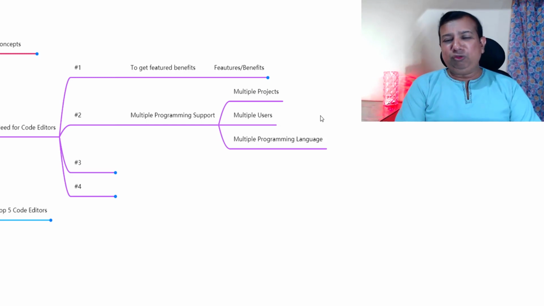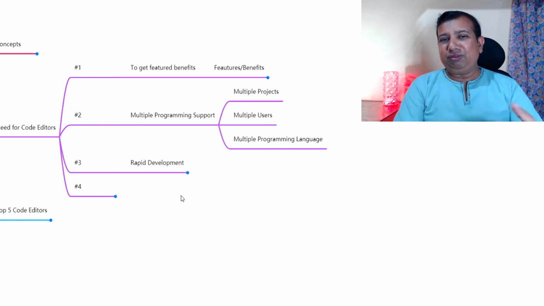Most of the time engineering students need to learn multiple programming languages together, and we need to install different environments or IDEs for different programming languages. If we are using a code editor, we can use the same code editor for multiple programming languages, and learning becomes somewhat easy. The third reason to use a code editor is rapid development.